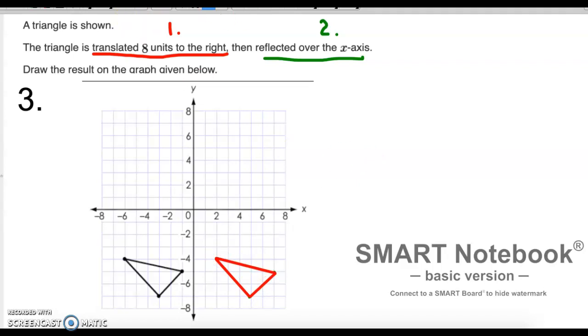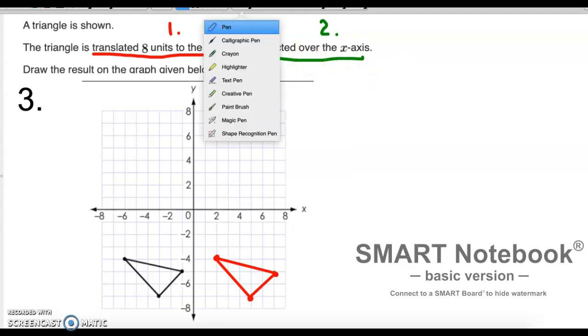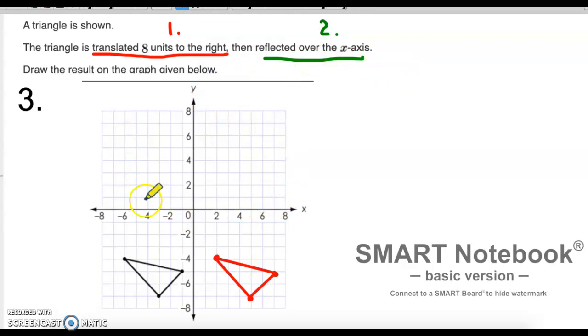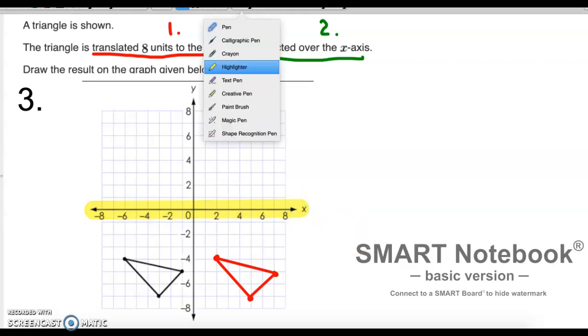So we successfully have completed the first part, but we haven't completely answered the question because the question is giving us 2 transformations that they would like us to do. So the second thing I have underlined up here is that we need to reflect over the x-axis. So if you look at the grid here, the x-axis is labeled. We are reflecting over our x-axis, which is our horizontal axis.